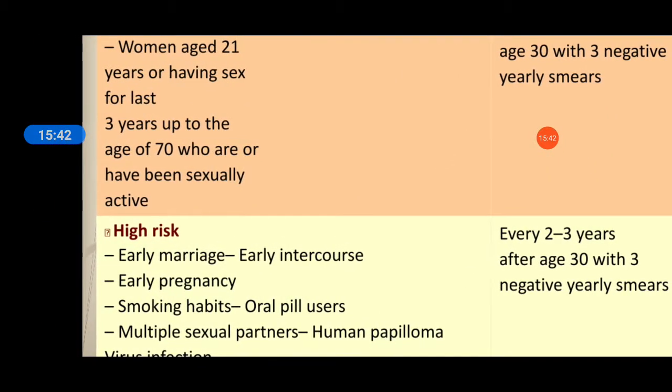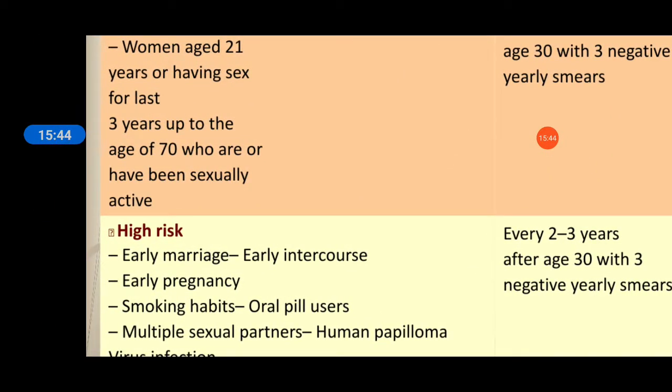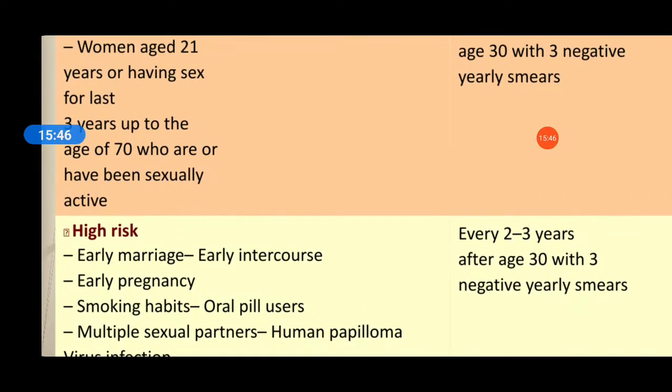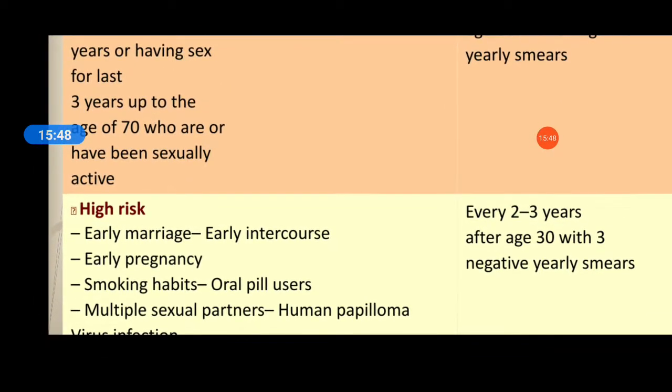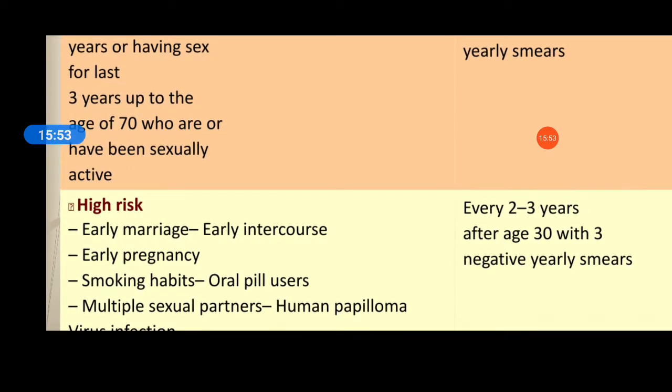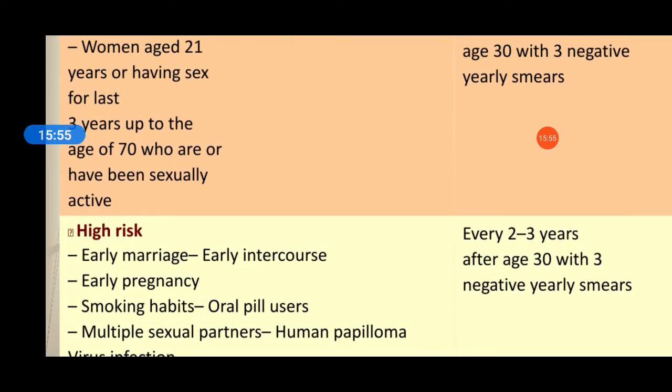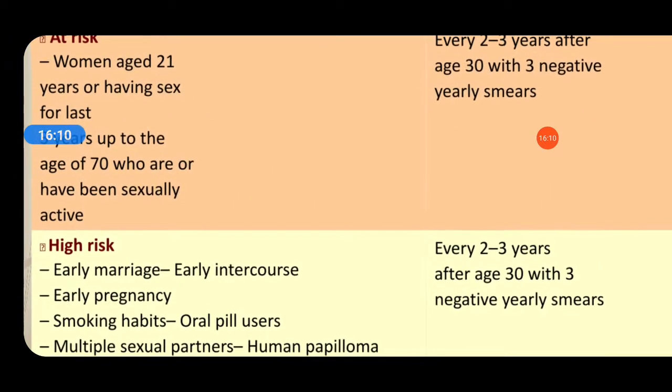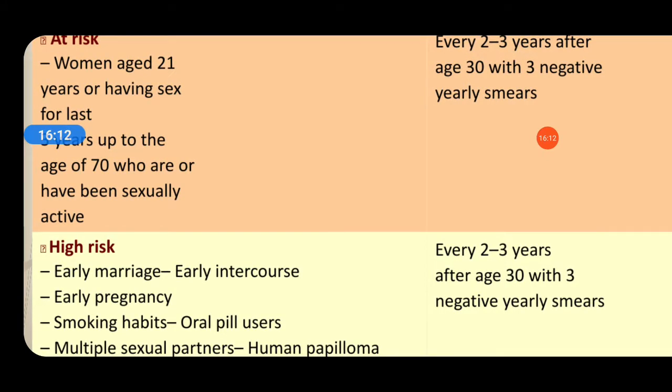Then coming to the high risk group: early marriage, early intercourse, early pregnancy, smoking habits, oral pill users, multiple sexual partners, and human papilloma virus infection. These are the high risk categories. If the woman is taking oral contraceptive pills, has smoking habits, multiple sexual partners, or is suffering from HPV infection, she is in a higher risk category.